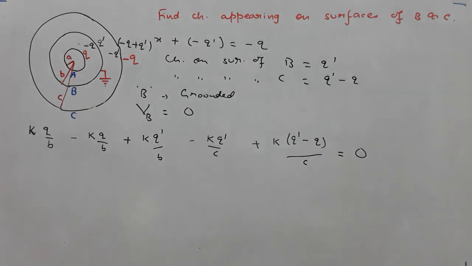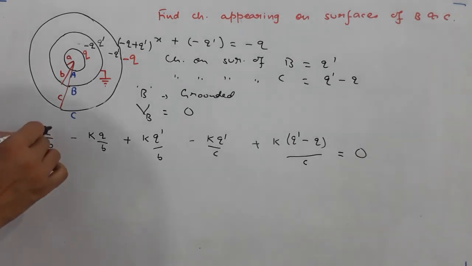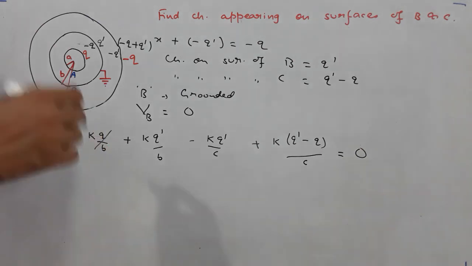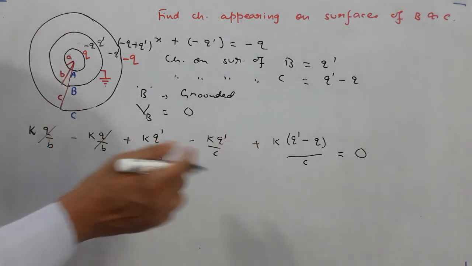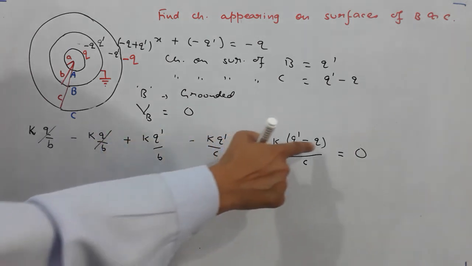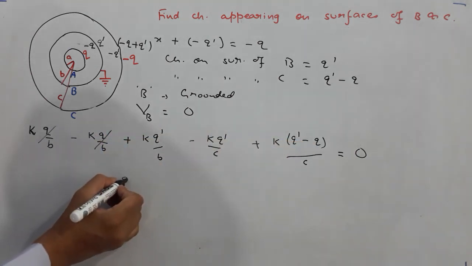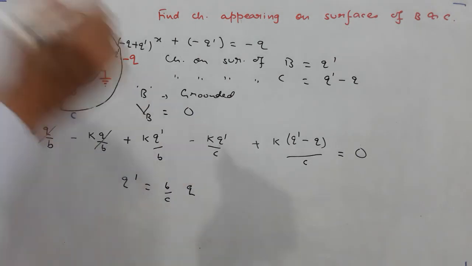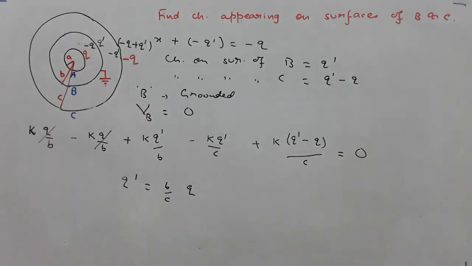And this total potential has to be how much? 0. This equation can easily be now solved. So many terms will cancel also. K will go that side, and then on solving, this will give the value of Q dash in terms of Q. So this will come out to be Q dash is equal to B upon C times Q. So that is the answer to this particular question.